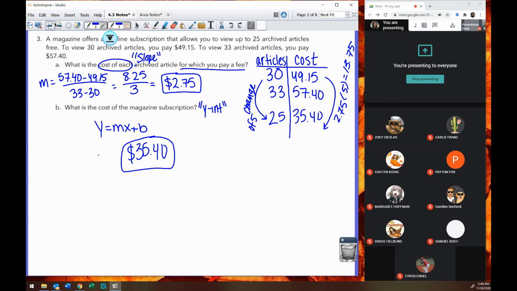I was really confused, because if there's 30 magazines, isn't it asking how much each magazine is? So wouldn't you just do 30 divided by 49? Well, you can't, because it's not a constant change, because for the first 25 you're not paying anything. So whatever you get there isn't going to be the same through that whole table.